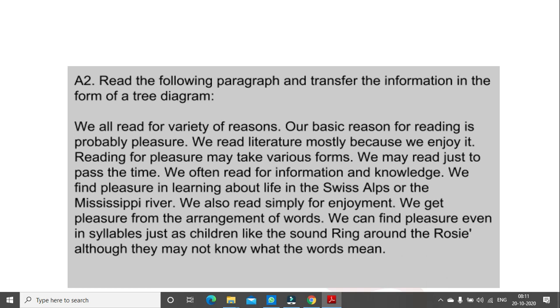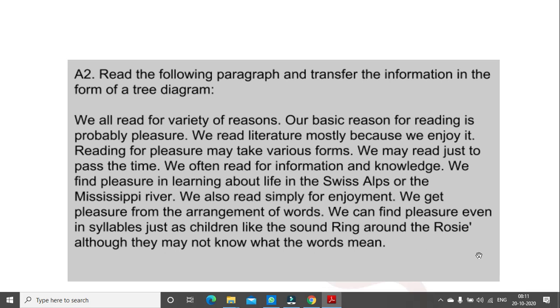We may read just to pass the time. We often read for information and knowledge. We find pleasure in learning about life in the Swiss Alps or the Mississippi River. We also simply read for enjoyment. We get pleasure from the arrangement of words. We can find pleasure even in syllables, just as children like the sound of Ring Around the Rosie, although they may not know what the words mean. So you may like it just because you like the words, not the meaning of the words.